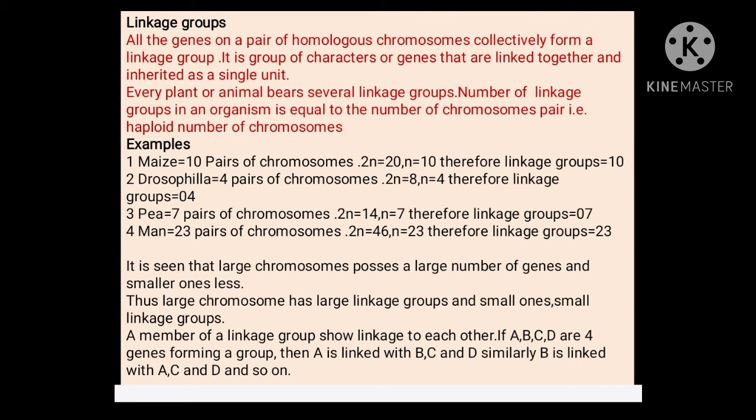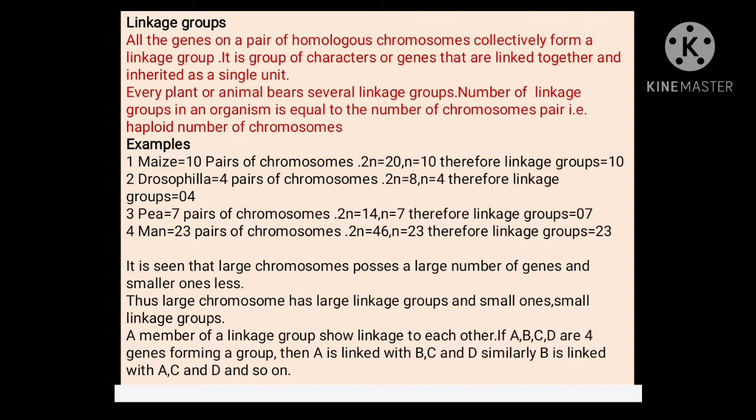For example, in maize, there are 10 pairs of chromosomes, 2n is equal to 20 and n is equal to 10. Therefore, the linkage groups are 10. In Drosophila, there are 4 pairs of chromosomes, 2n is equal to 8 and n is equal to 4. Therefore, the linkage groups are 4. In pea plants, there are 7 pairs of chromosomes, 2n is equal to 14, n is equal to 7, and therefore linkage groups are 7.